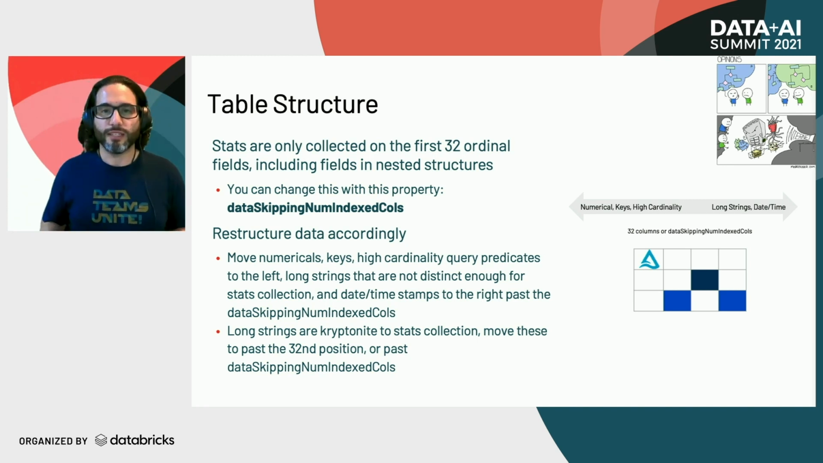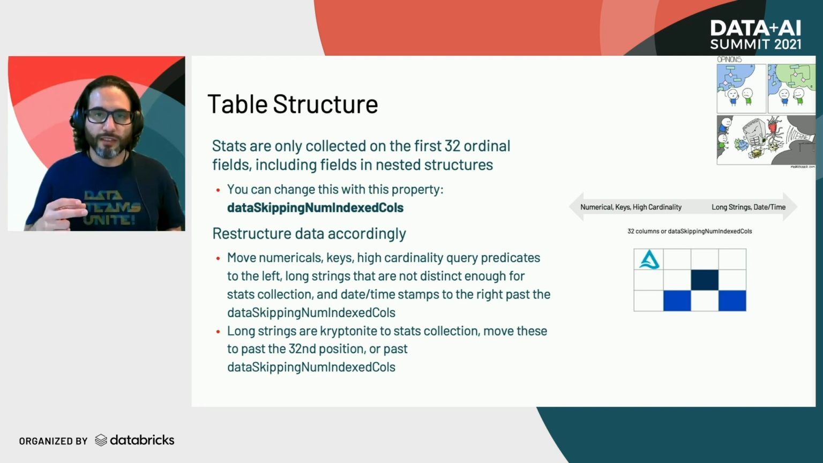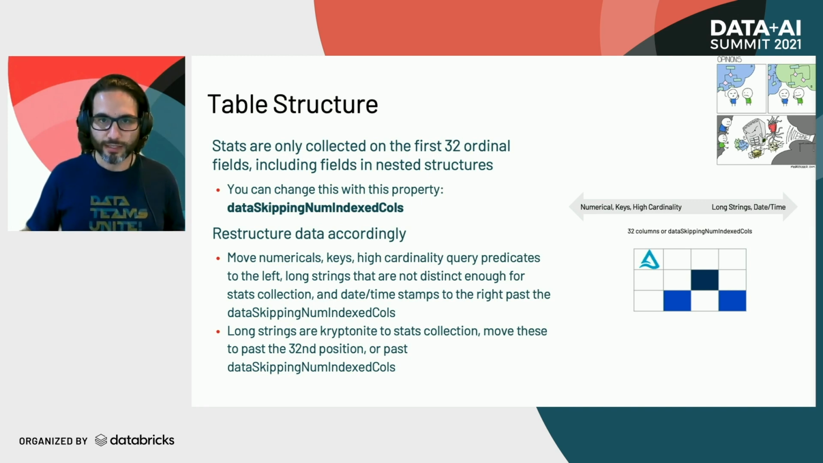What you need to do is account for the fields inside of the table. Numericals and keys should be moved to the left of the 32nd position so that we collect stats on those columns. But long strings and complex data types are kryptonite to stats collection. You're going to consume a lot of compute and not get any real yield at query time or ETL time on those stats collection. So we want to move long strings or complex data types to the right of that field so that we're not wasting compute and not getting any real yield out of it.